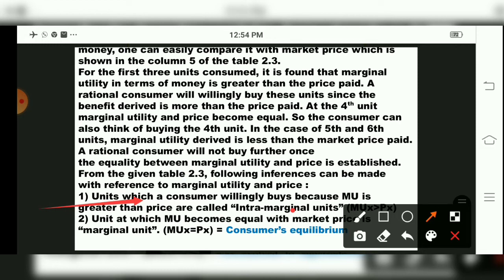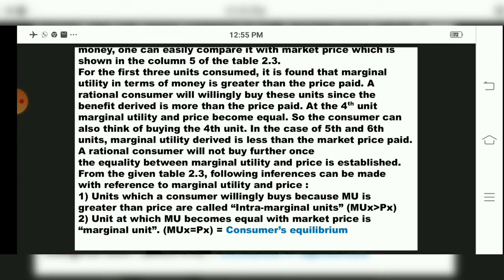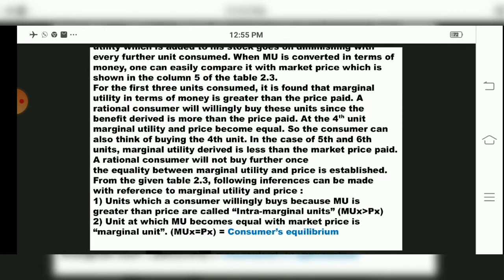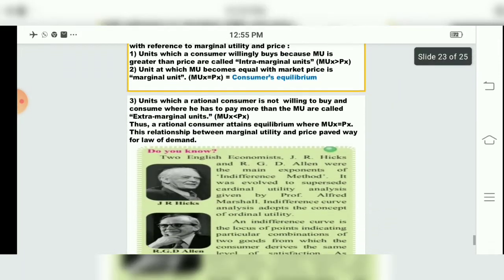Intra-marginal utilities. If you can see, MUX is greater than PX. The unit at which MU becomes equal to price is the marginal utility, that is MUX is equal to PX, which is consumer's equilibrium. Children, the units which a consumer willingly buys, where MU is greater than the price, are called intra-marginal units, MUX greater than PX. The unit at which MU becomes equal to the market price, MUX equal to PX, is also called consumer's equilibrium.